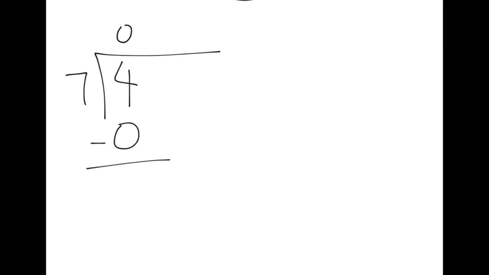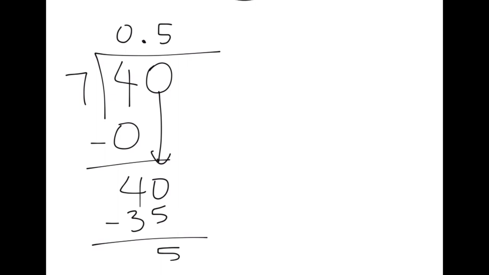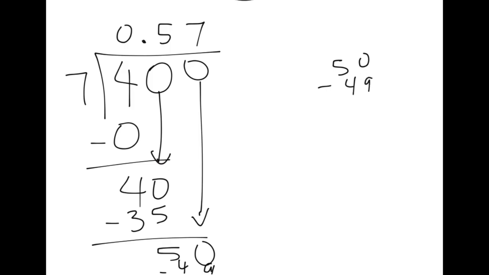What is 4 divided by 7? 7 goes into 4 0 times. 0 times 7 is 0, minus, I have 4. I put a decimal point here, add a 0. 7 goes into 40 5 times. 5 times 7 is 35. I have 5 as a remainder. I add another 0. 7 goes into 50 7 times. 7 times 7 is 49. Subtract. So I have 50 minus 49. The remainder is 1. I add another 0.